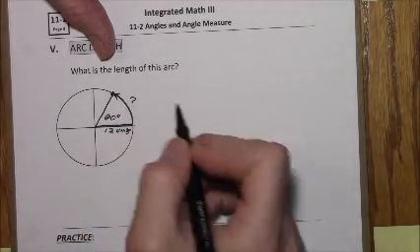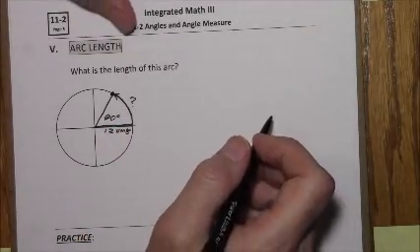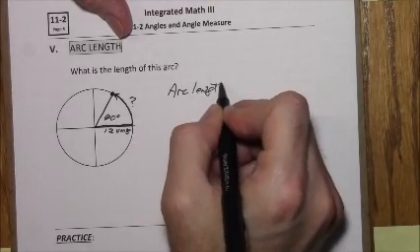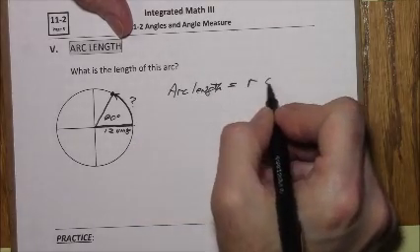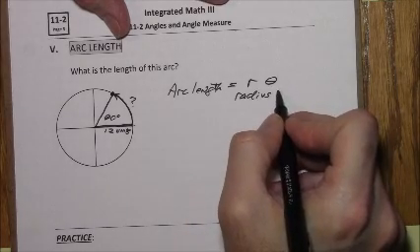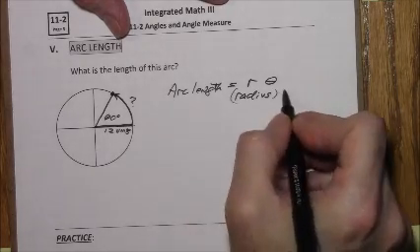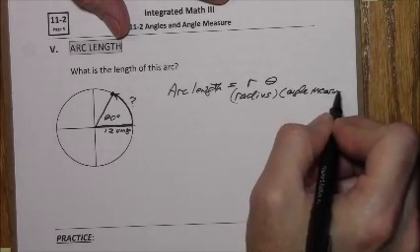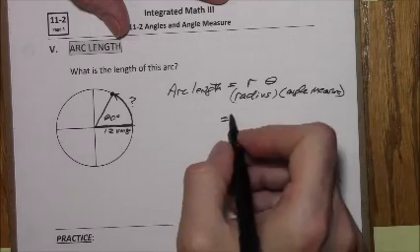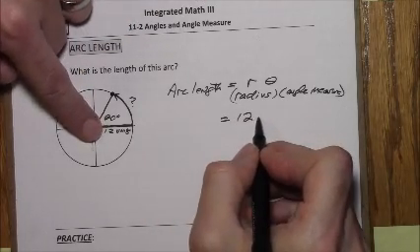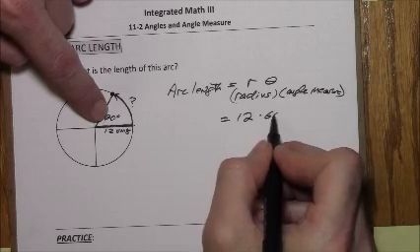And I'll put a question mark here. That's what we're looking for. The thing to remember is that arc length is equal to r theta. R is the radius, and theta is the angle measurement. I'll put parentheses here, and I'll put angle measure. So this one's pretty easy because we know that the radius is 12 units and the angle measure is 60 degrees.